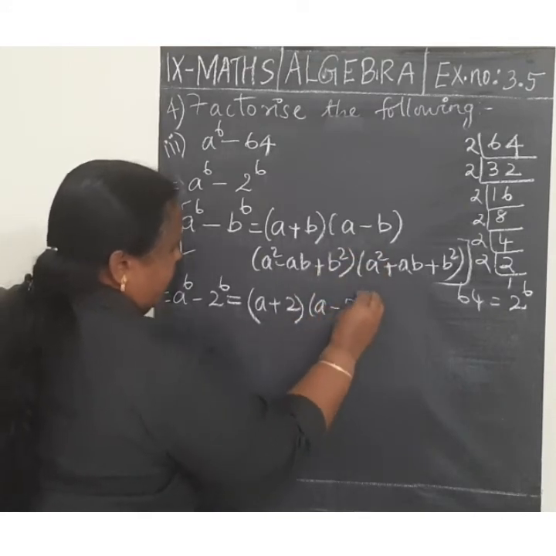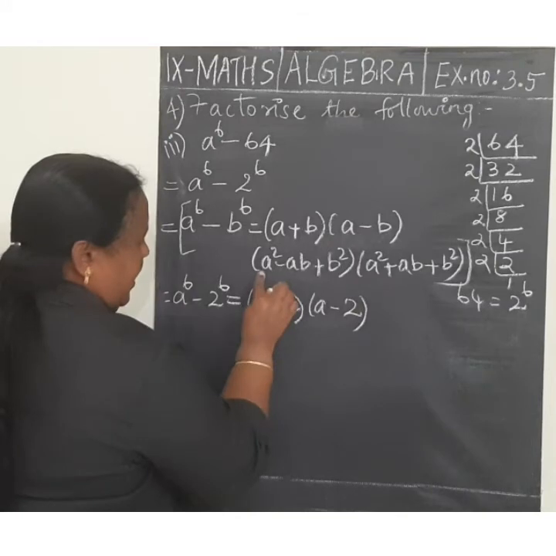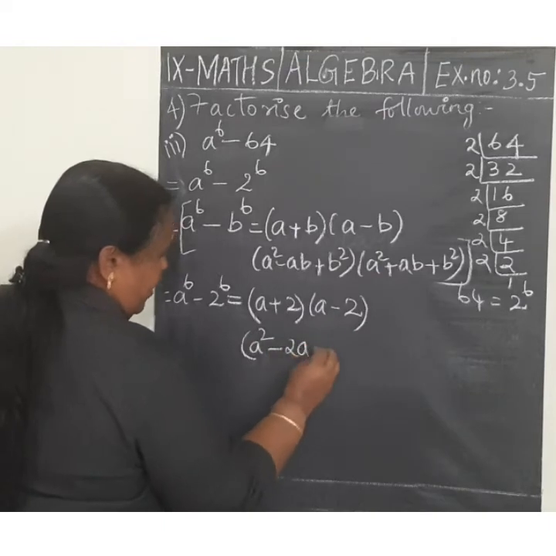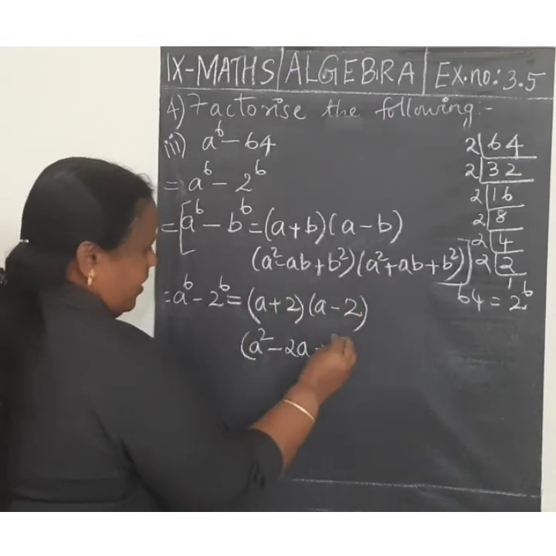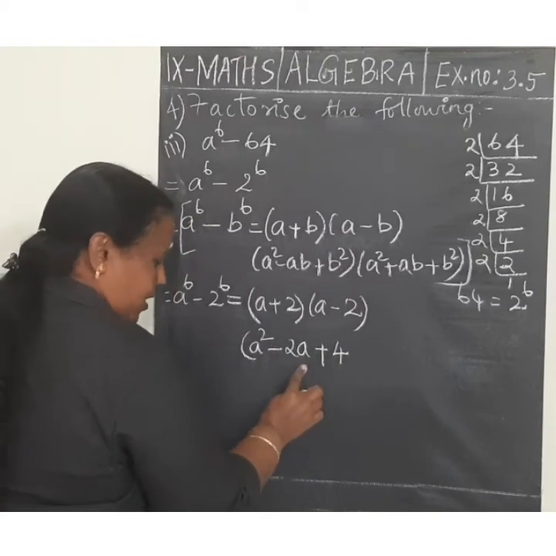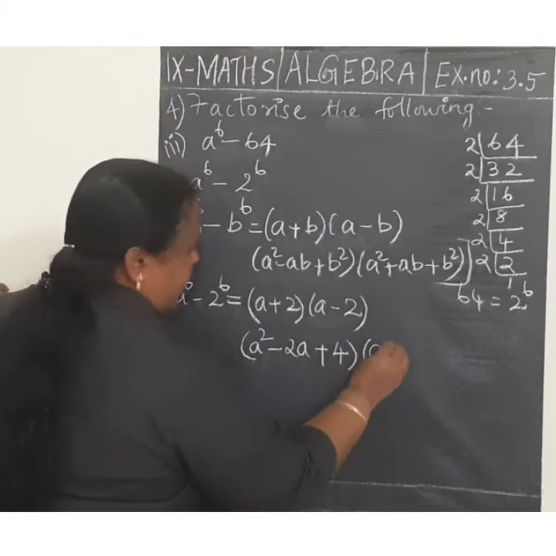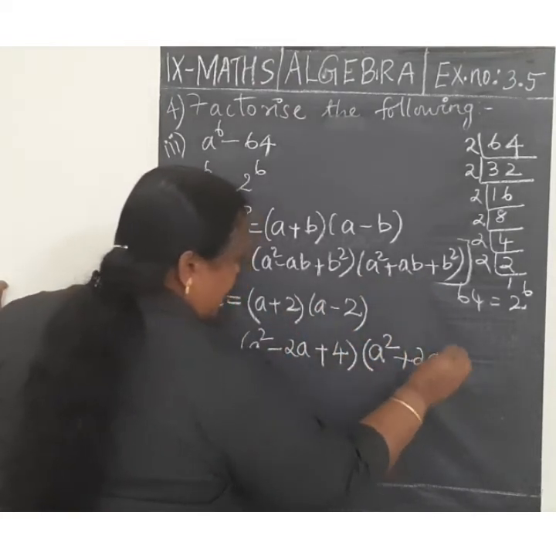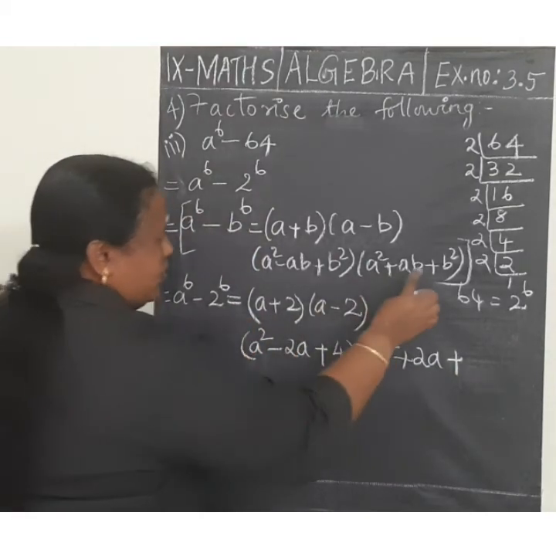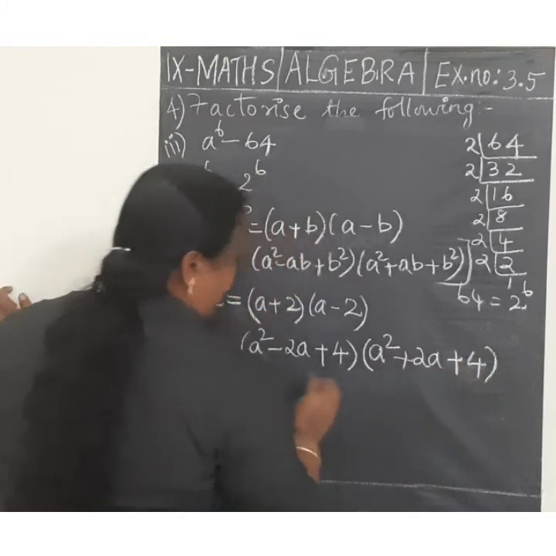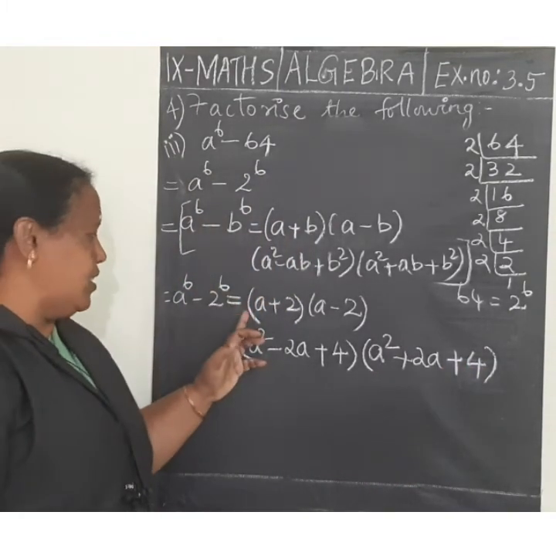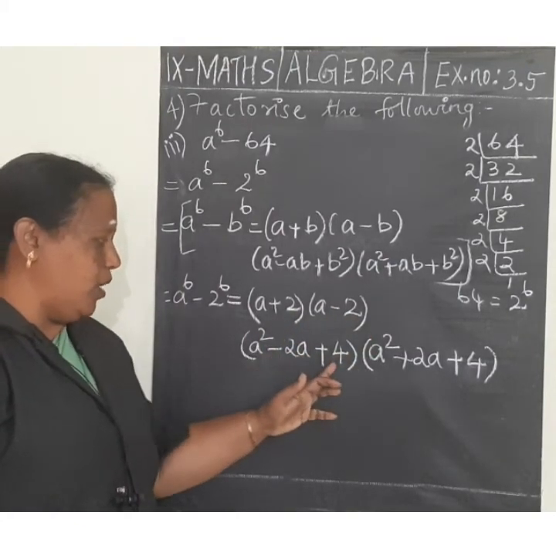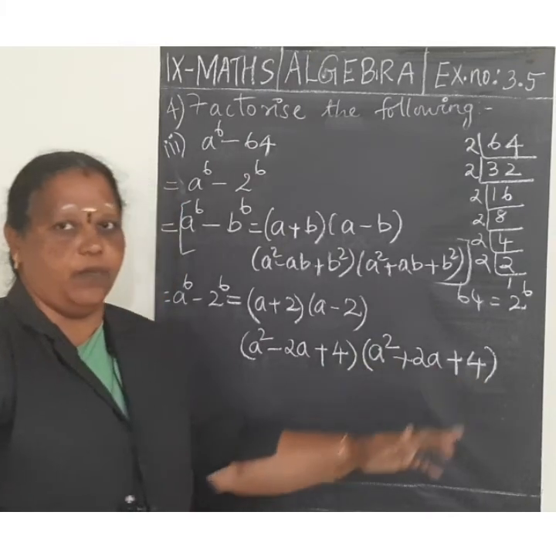Into a squared minus ab, so minus 2a plus 2 squared, and 2 squared is 4. So a squared minus 2a plus 4, into a squared plus ab, so 2a, plus b squared; b is 2, so 2 squared is 4. So a power 6 minus 2 power 6 is equal to a plus 2 into a minus 2 into a squared minus 2a plus 4, a squared plus 2a plus 4.